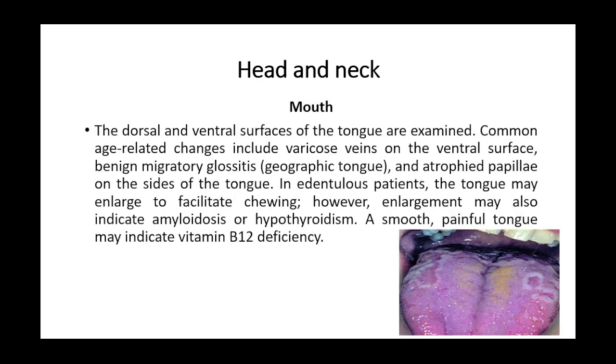The dorsal and ventral surface of the tongue are examined. Common age-related changes include varicose veins of the ventral surface, migratory glossitis, geographic tongue, and atrophied papillae on the side of the tongue. In edentulous patients, the tongue may enlarge to facilitate chewing. However, enlargement may also indicate amyloidosis or hypothyroidism. A smooth, painful tongue may indicate vitamin B12 deficiency.